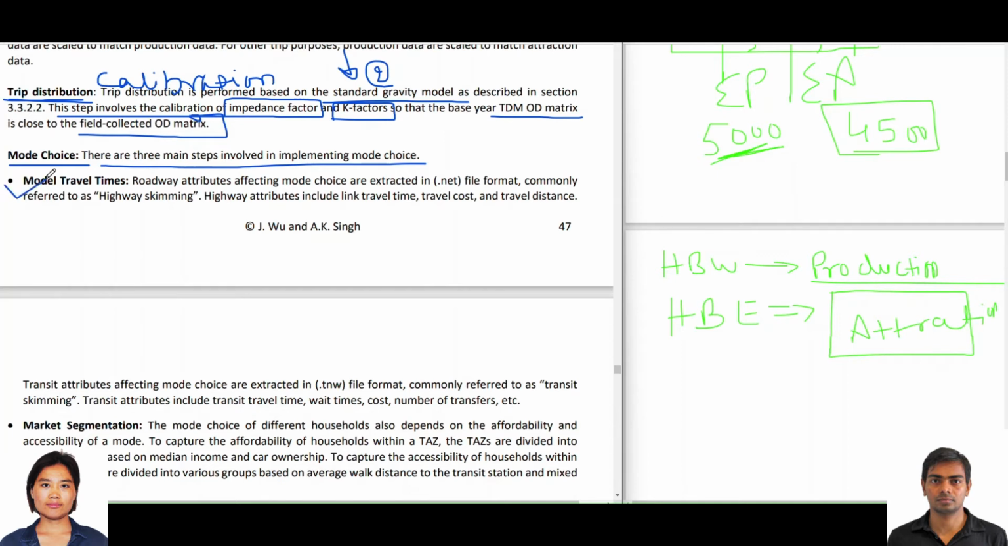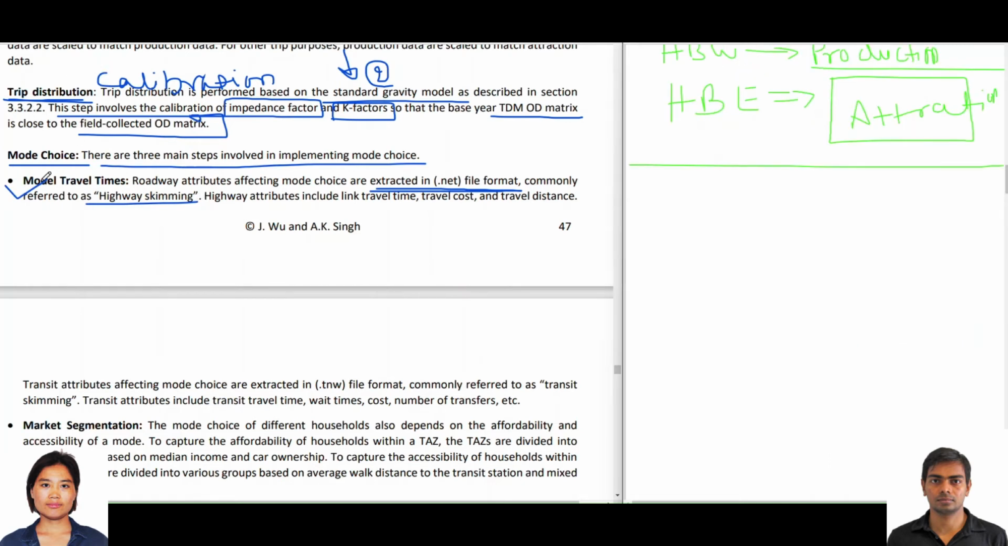The first step is mode travel times. There are some concepts that are starting to kick in regarding the travel demand model, so I will spend some time on this one, even though it's not that significant, because there are some words I need to explain in detail, like .NET file, what is highway skimming, and other attributes. Not only related to mode choice, let's look at some terms that are coming from TransCAD. The first one is the roadway attribute file, called .NET file. It's also called highway skimming.